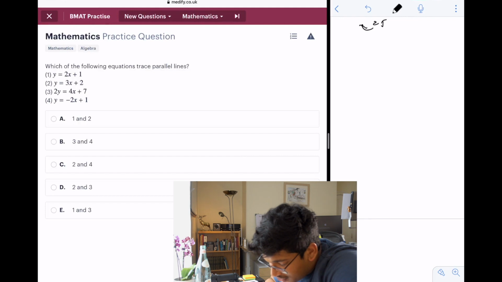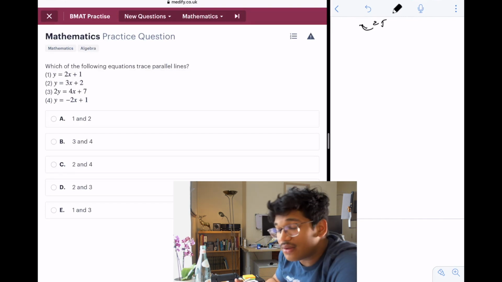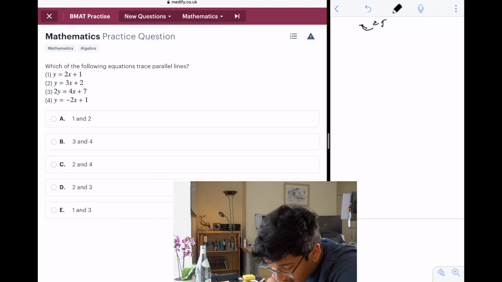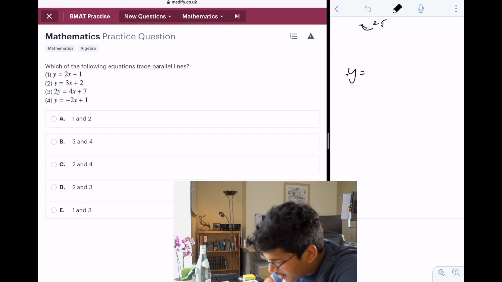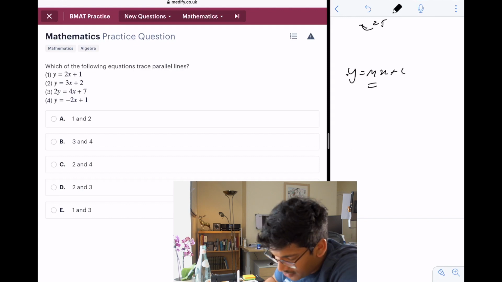Which of the following equations trace parallel lines? So parallel lines will have the same gradient. So I'm just looking for simplifying 3. I know that y equals mx plus c. The m gives me the gradient, right? So I want everything in the form of y. 1 and 2 are in the form of y, whereas 3 isn't. So 3 would be y equals 2x plus 3.5.